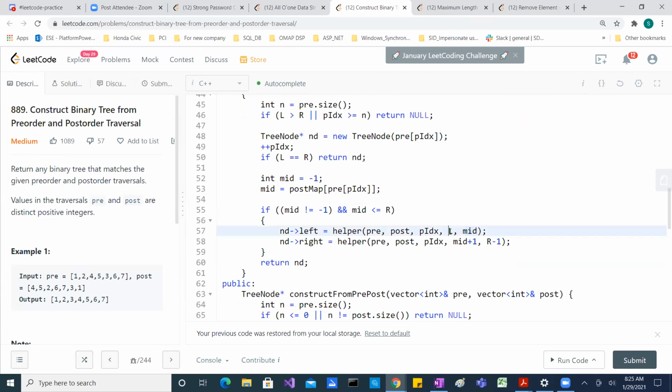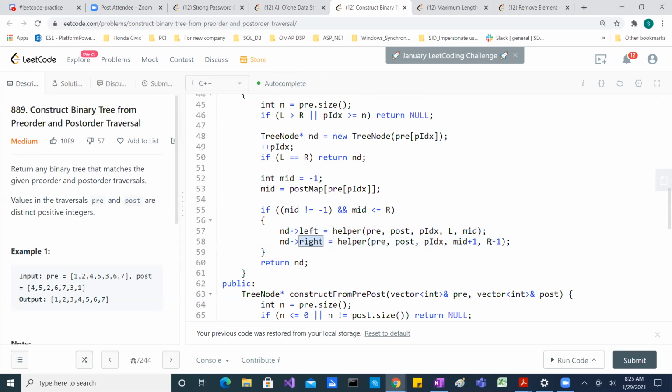So my L will always be the same, and this will be my mid, whatever index or midpoint I find in the post order. And then for the right subtree, I just increment it by 1, because this whole part will be a part of my left subtree. The plus 1 should actually be R, but it has to be R minus 1 in this case. So mid plus 1 to R minus 1 will be a part of the right subtree.